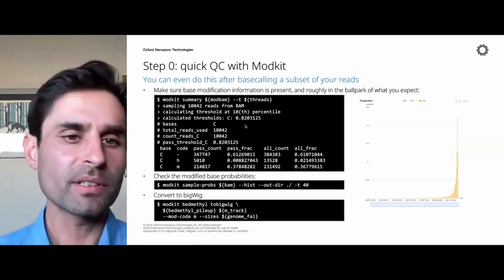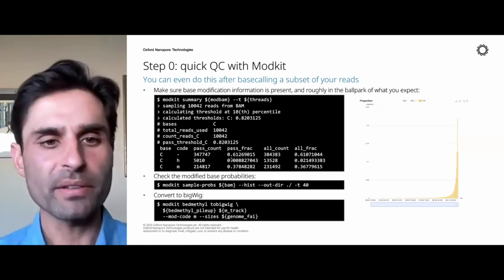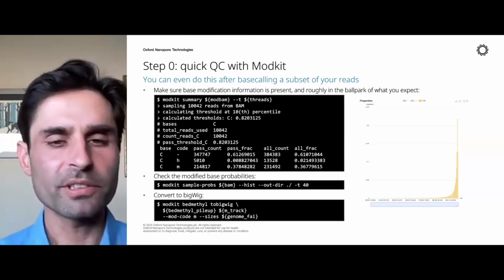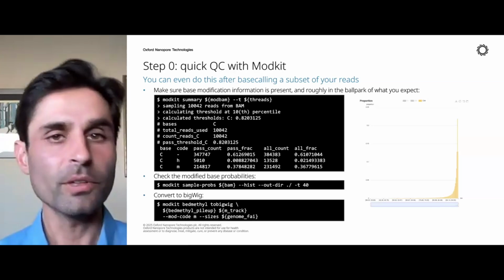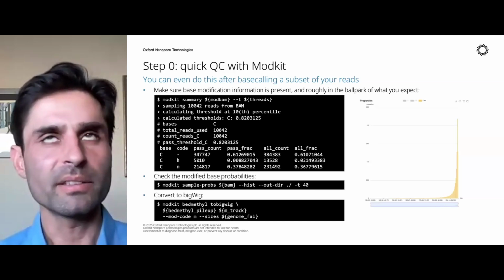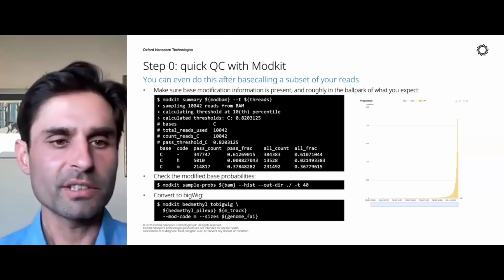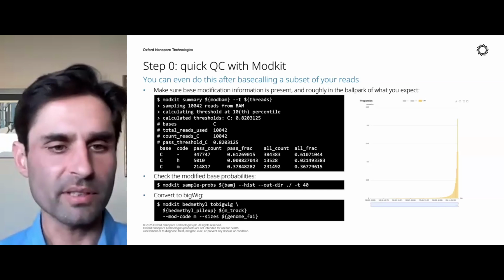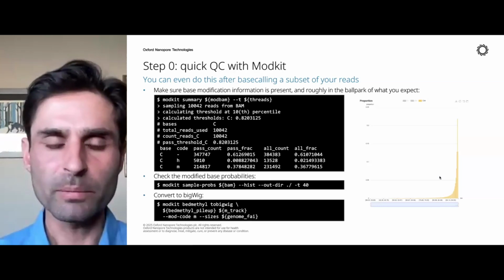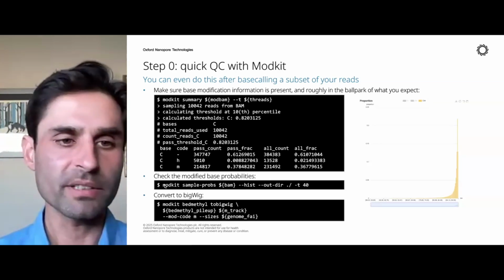And then the fractions of methylation should more or less correspond to what you expect in your sample. Now, if you're doing something totally new and you don't know what to expect, obviously that's a different story, but I think most people have at least some ballpark idea of what they should expect to see. So that's a good check that I have what I think I should have. And as I mentioned, the probability distribution you can get from this other command.